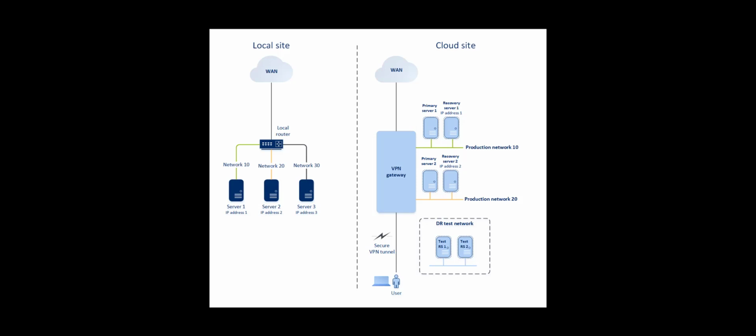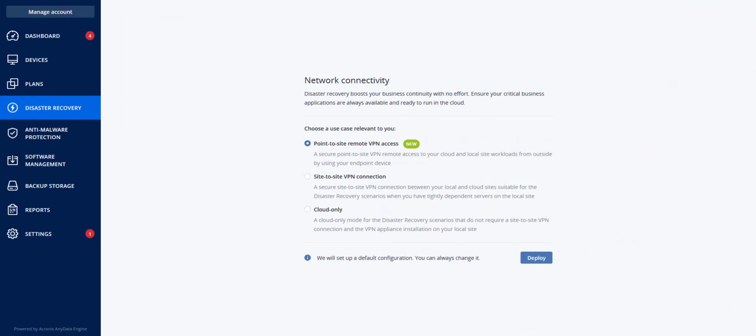You can have up to 5 networks in the cloud. You cannot delete a cloud network if there is at least one cloud server in it. You will need to first delete the cloud server and then delete the network. As a result, the VPN gateway and cloud network with the defined address and mask will be deployed on the cloud site.